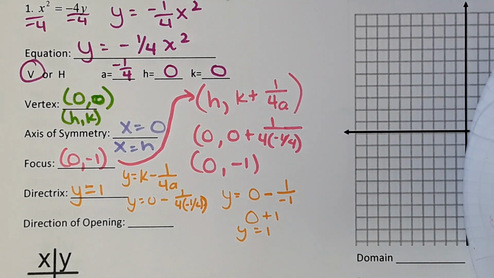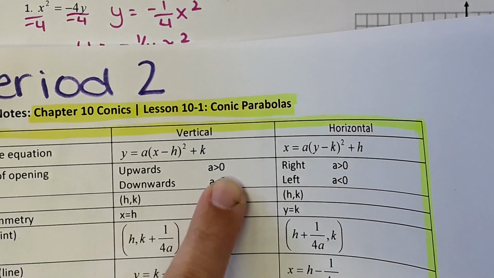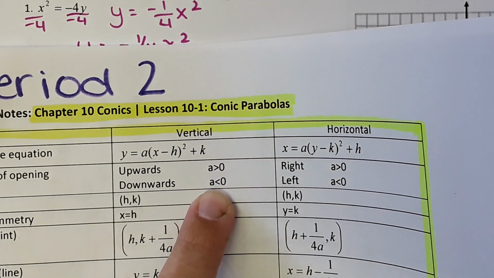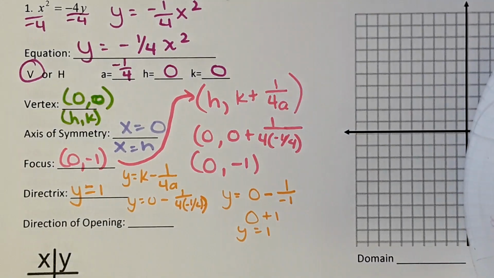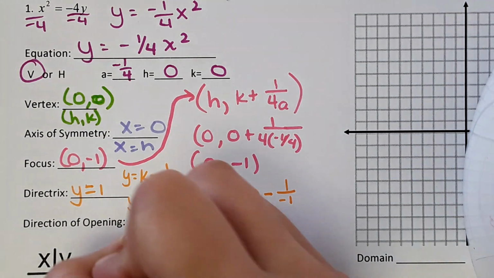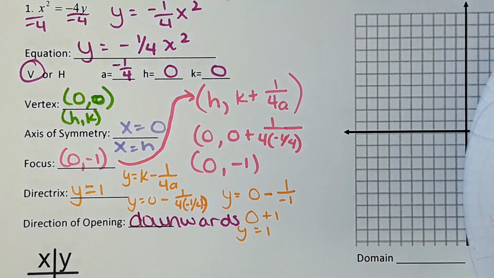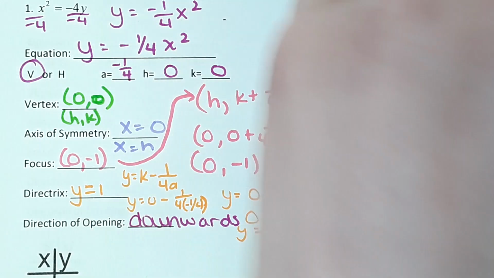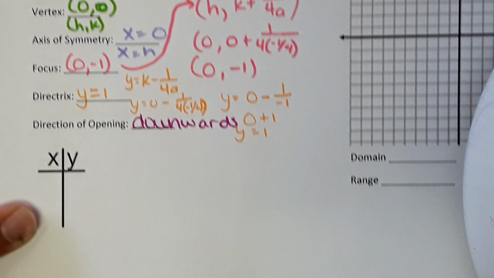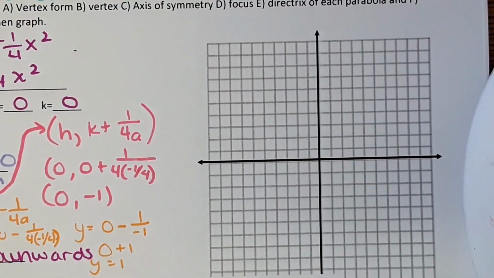And then direction of opening of the parabola. If a is greater than 0, then it's upwards. If a is less than 0, then it's downwards. And since negative 1/4 is less than 0, it's going to go downwards. We are going to graph this data on the chart. We are going to continue down here, but for right now we're getting all this onto the table so we can take it from there.